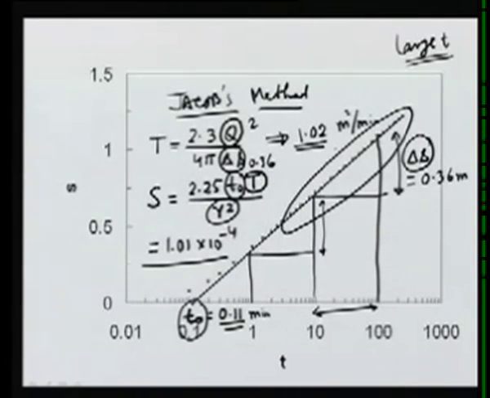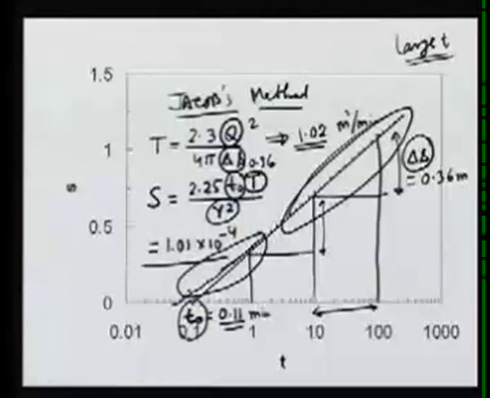If we don't have this large time data available, suppose we had only this data available to us, then we would not be able to fit a line here, or even if we fit the line, it will not be the correct straight line. So Jacob method will not work if the experiment is not carried out for a long time and data is not available for very large time. So this straight line portion has to be available in order for Jacob method to be applicable.